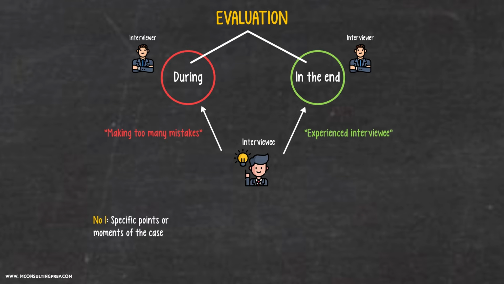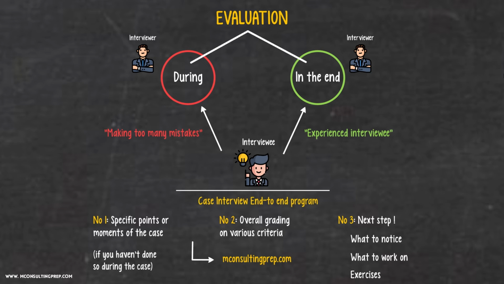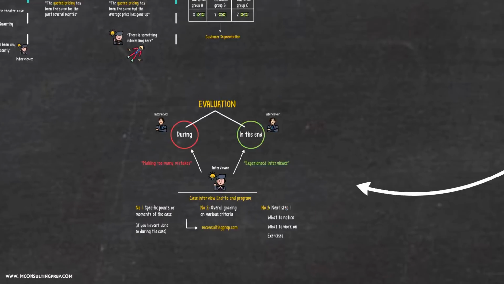What to talk about in feedback sessions. Number 1, your feedback on specific points or moments of the case, if you haven't done so during the case. Number 2, overall grading on various criteria. Go to our website to download the free evaluation sheet many McKinsey interviewers use. Number 3, next steps. Give the interviewee your advice on what to notice, what to work on, and what exercises to do to improve. All of the examples in my case interview end-to-end program follow this guideline quite closely.